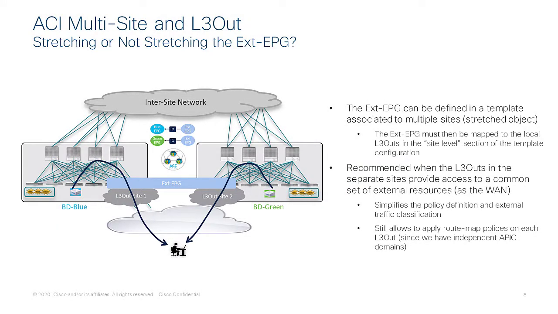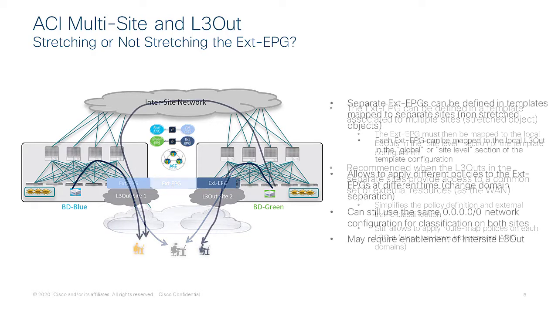And then the single external EPG defined as a stretched object is mapped locally at the site level to the specific L3 out defined in that site. Okay, so this is again recommended when the local and remote L3 outs provide access to the same external destination, because it simplifies the policy definition and the external traffic classification. I can define a 0.0.0.0/0 classification subnet for the external EPG, and at that point, no matter if I come in through L3 out site 1 or L3 out site 2, the traffic is associated to that single external EPG. So based on the policy and the contract that I define with the internal EPG, I will then be able to establish or deny connectivity.